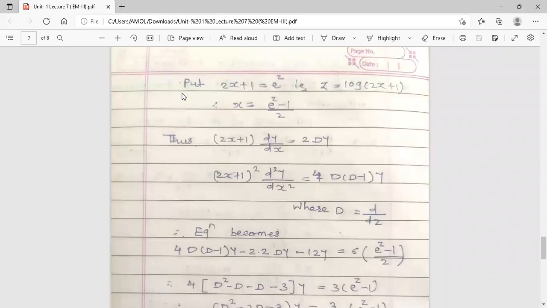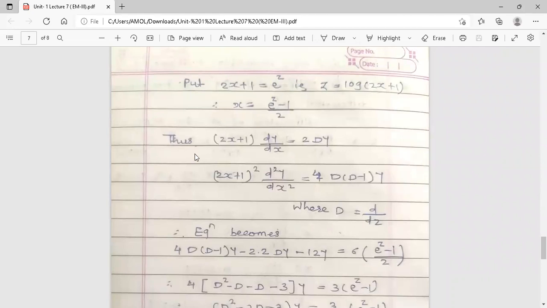The substitution is: put 2x plus 1 is equal to e raised to z, and so z is equal to log of 2x plus 1. Now you find the value of x from 2x plus 1 is equal to e raised to z. So x is equal to e raised to z minus 1 by 2.